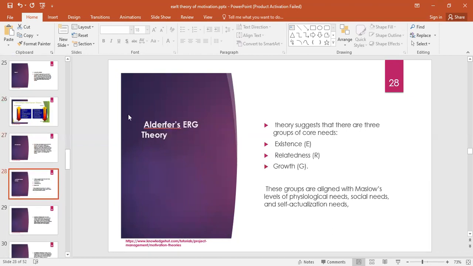Now comes Alderfer's ERG theory. E stands for existence, R for relatedness, and G for growth. This theory suggests that there are three groups of core needs: existence, relatedness, and growth. These groups are aligned with Maslow's levels of physiological needs, social needs, and self-actualization needs.